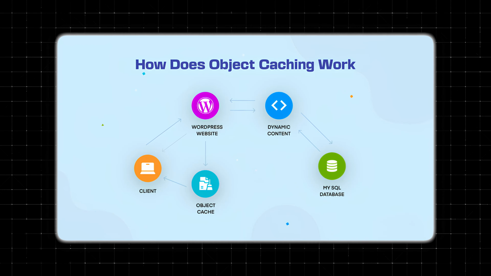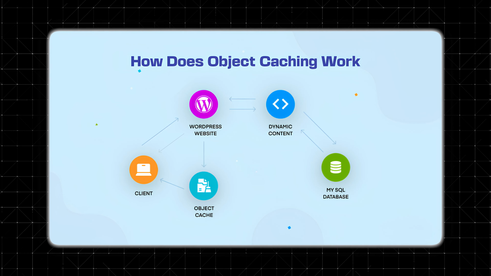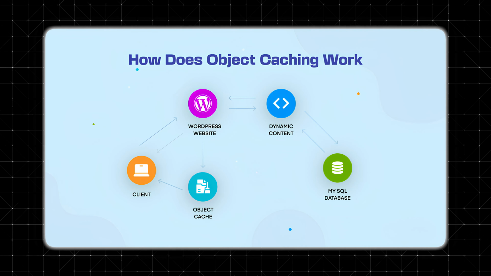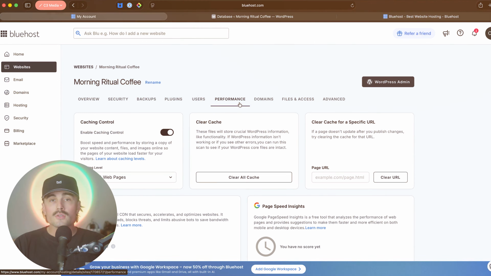Now, if you leave and come back to the same page a few seconds later, WordPress asks the database the exact same question again. Without object caching, the database has to do all the work again. With object caching, that answer gets stored in fast memory. So the next time WordPress asks, it doesn't go to the database, it just pulls the answer instantly. No repeated work.